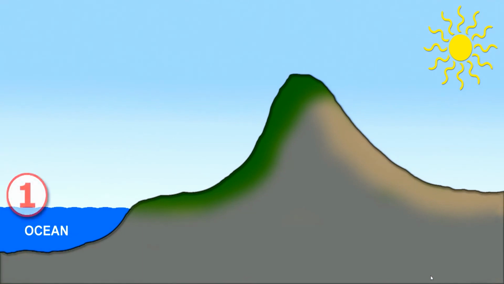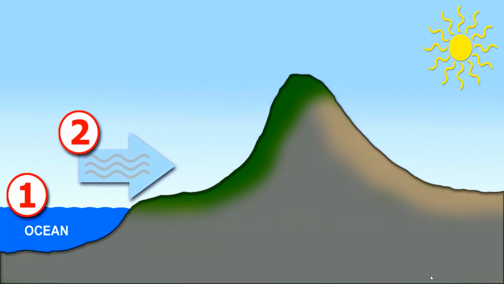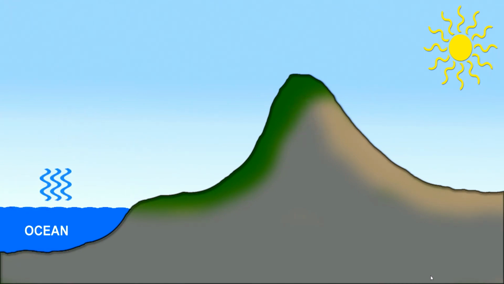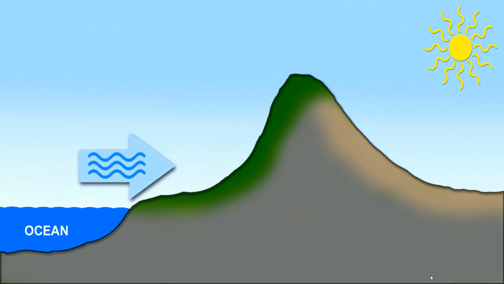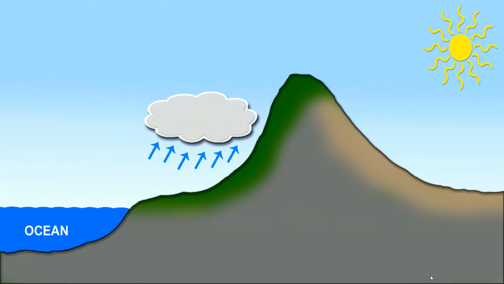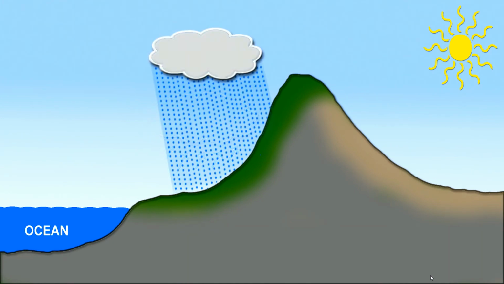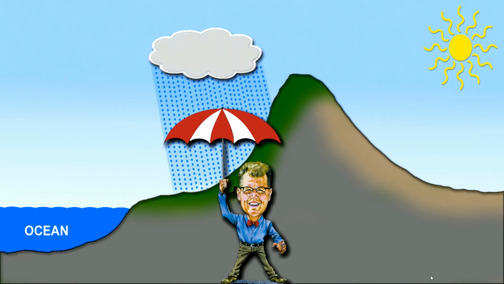You need three essential items: an ocean nearby, winds blowing steadily onshore, and a mountain range to block the traveling air mass. Here's how it works. Evaporation on the surface of the ocean creates moist air. Prevailing winds push the wet air inland until it hits the base of the mountains. The air is forced to rise, and as the air lifts, it expands and cools. Cooler air can't hold as much moisture, so clouds form, and it rains a bunch, resulting in a lush green landscape.